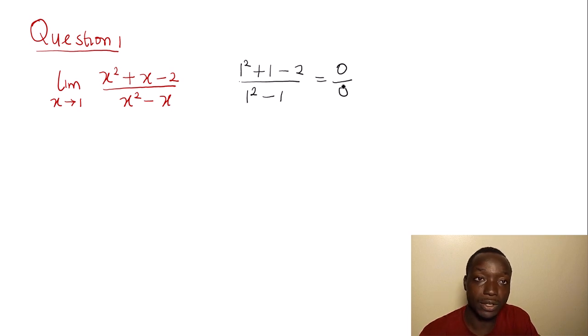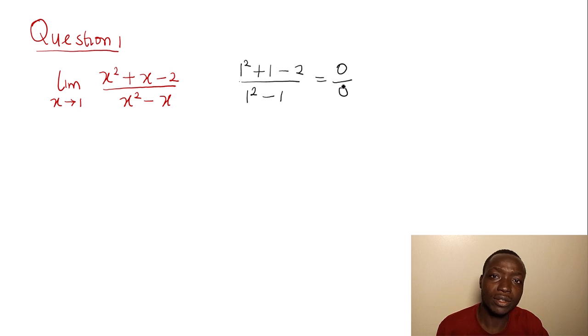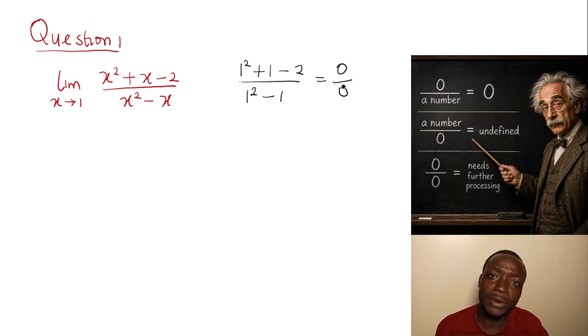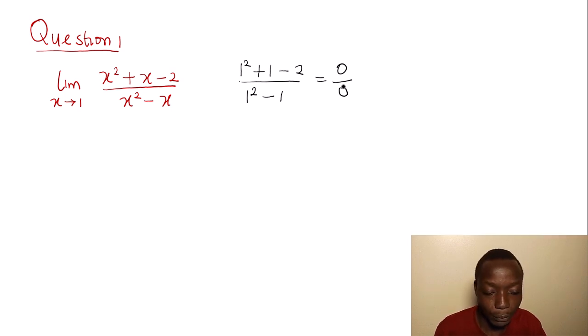So you have 0/0. Now in mathematics, there are three types of quotients that involve 0. You have 0 over a number, which gives you 0. You have a number over 0, which gives you undefined. And you have the case of 0/0. The first two actually have an answer, but the third case means you need to do something extra. So let's do that extra thing in this question.